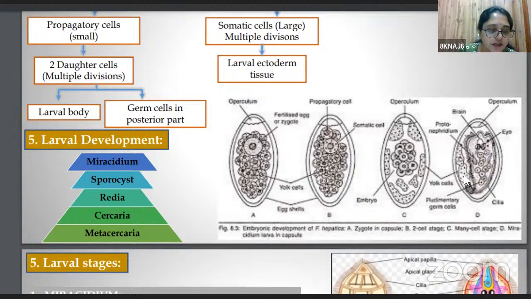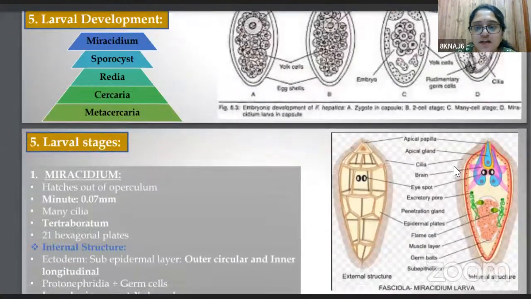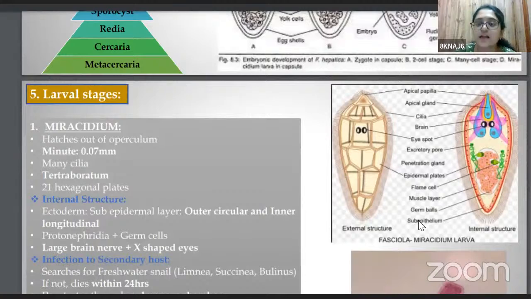Now, under favorable conditions, you get to see the Miracidium larva. It's there in your textbook as well, but this is a more colorful picture. You can see this hatches out of the operculum, minute. It's around 0.07 millimeters, so it is less than 1 millimeter. So it is almost microscopic in nature. It has many cilia attached. You can see the cilia around it.